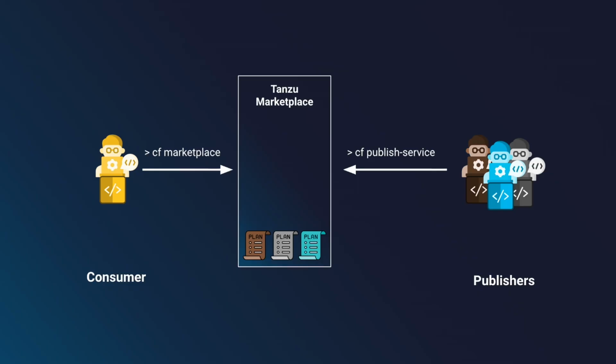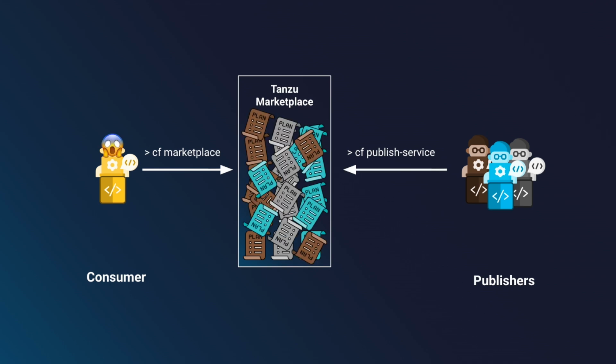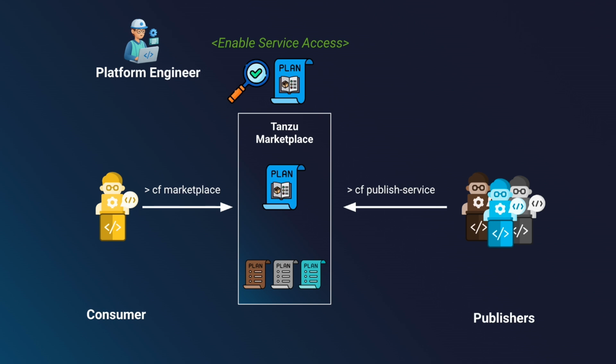So all app developers are empowered to publish to the marketplace, but as a platform admin, you don't want the marketplace being full up with random offerings and plans. So we disable service access by default, meaning that the platform engineer now needs to come in and enable service access so that other developers can come and find the service offering. Let's go through that flow.